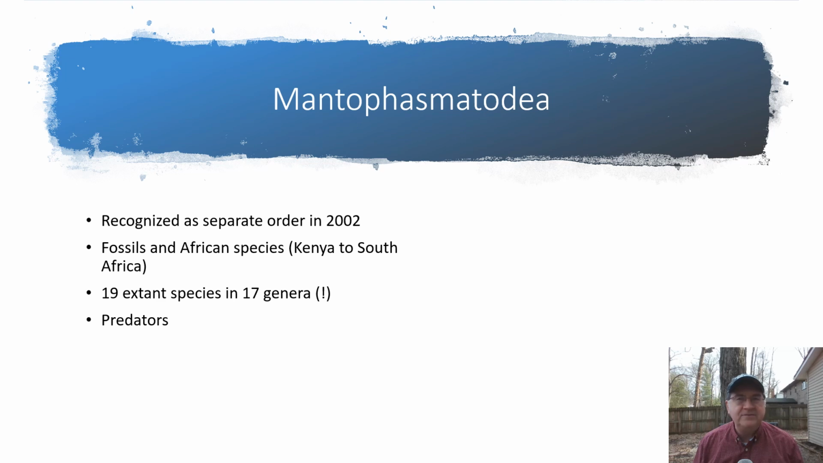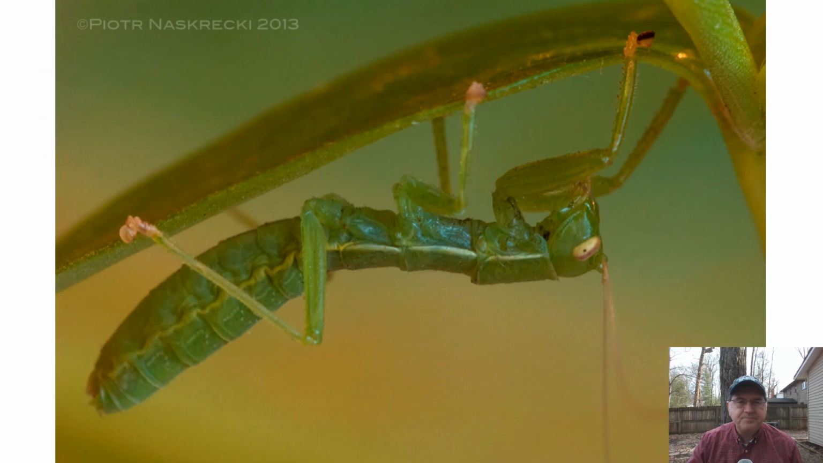No, 17 is too high. I think it is 4, 2, so about 15 different genera. I miscounted, because there's only 2 genera that have more than one species in them. One has 4 species and one has 2 species. And these guys are predators, but they don't look like your normal predators. This is one hanging from a leaf.